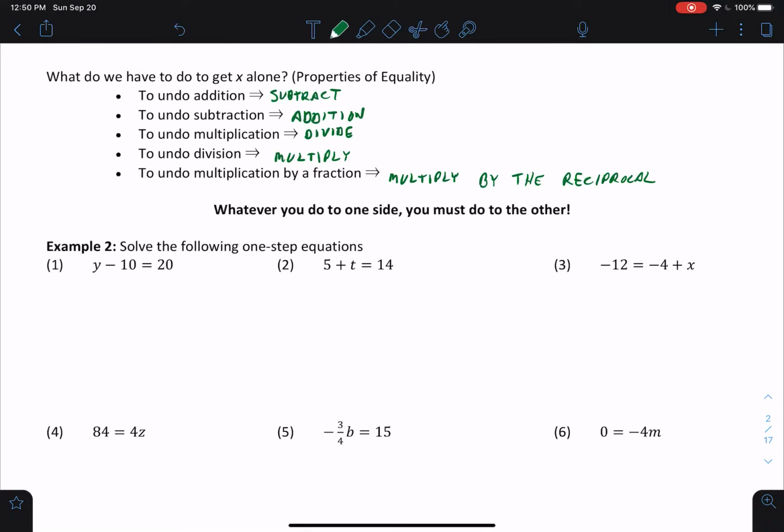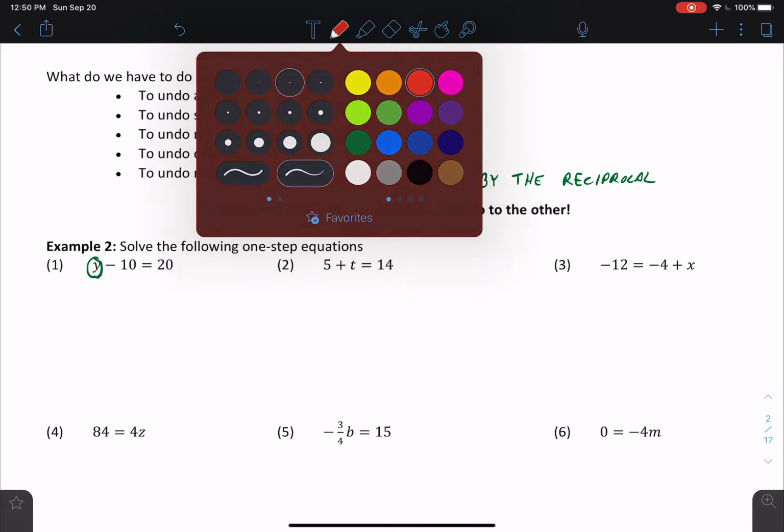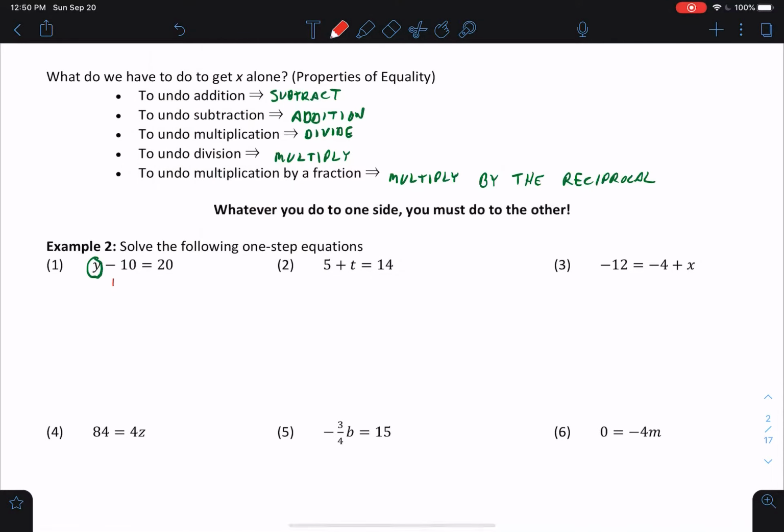So in example 2, let's solve all of these one-step equations. So in 1, we got y minus 10 equals 20. We are trying to solve for y. We are trying to get the y by itself. So what's happening to y? Well, 10 is being taken away from it. How do I undo that subtraction? I need to add. So I'm going to add 10 to both sides. That's going to cancel out the 10 on the left-hand side, leave me just with y. And on the right-hand side, I got 20 plus 10, which is 30. Okay, so y equals 30.